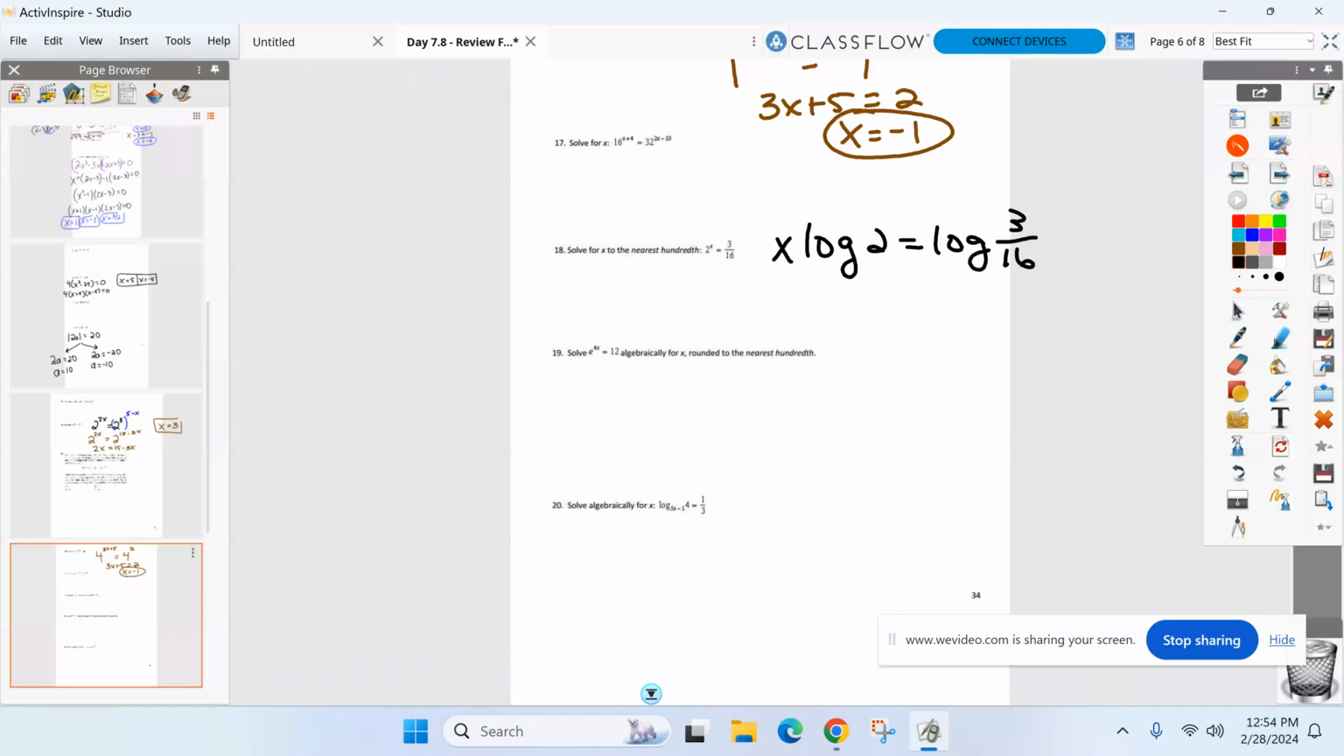Everyone all right on how this is a log problem? I can't change the base because if I change the base, I'm going to have to try to figure out 2 raised to what gives me 3/16. I'm not even too sure of that. I have no idea. I'm not even going to play around with that. All right, what do you want to do on both sides to get x by itself? Divide by log 2. There you go.